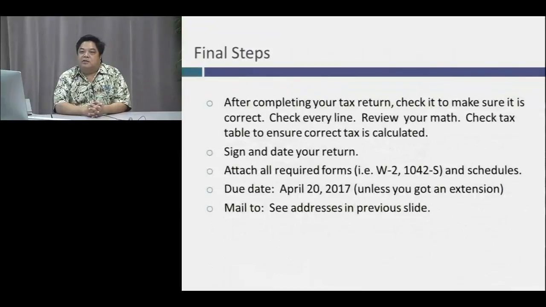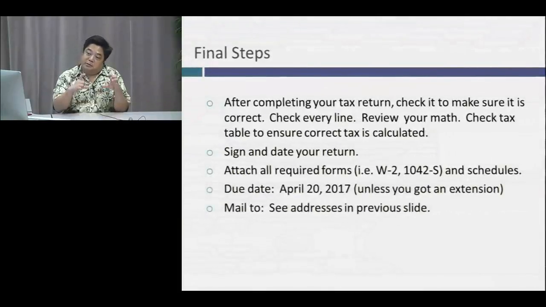After you complete your tax return, make sure you check your math. Did you add it correctly? Did you subtract correctly? Did you figure out your tax amount correctly? Use a ruler if you need. Check every line, review your math. Make sure the tax table is correct. Sign and date your tax return. And attach all your required forms.